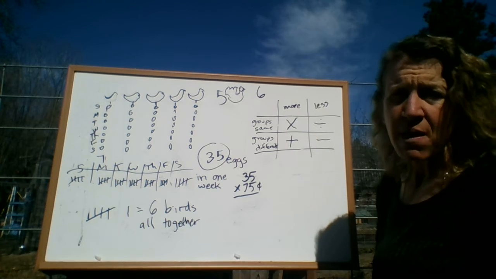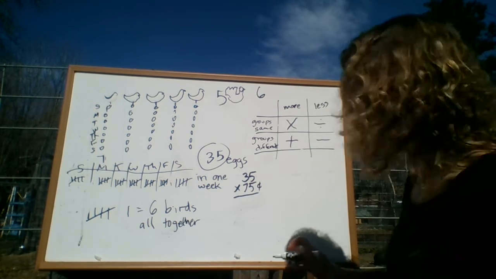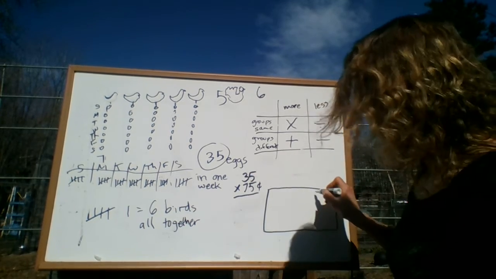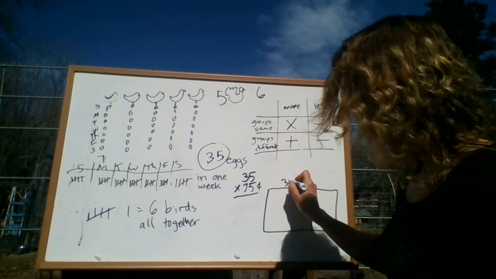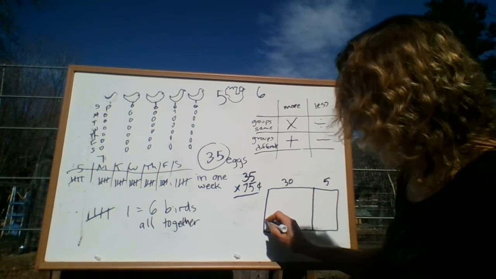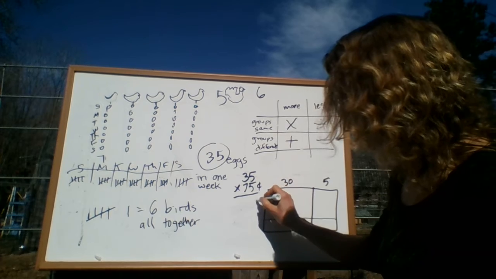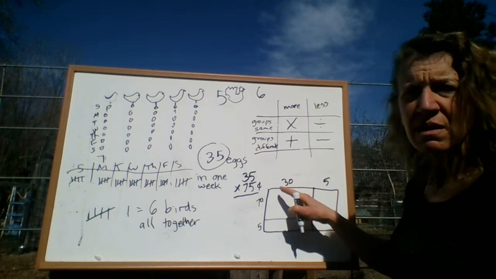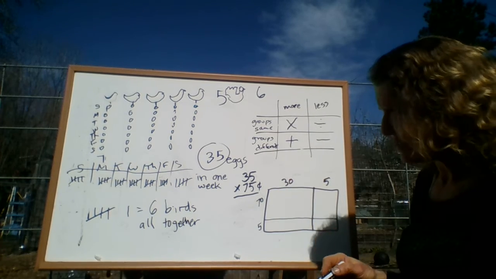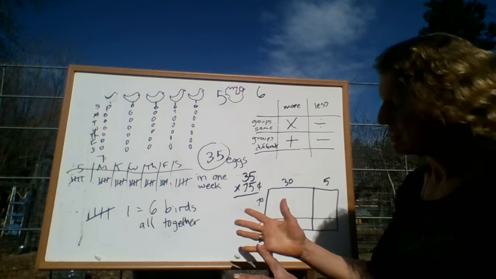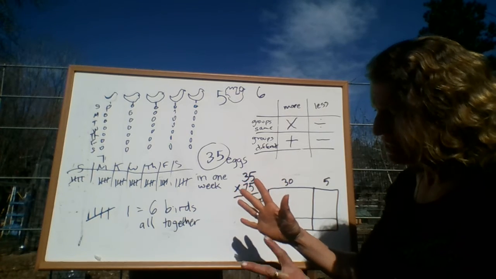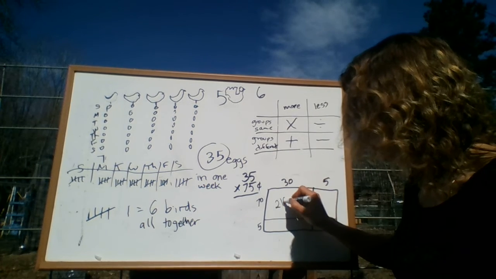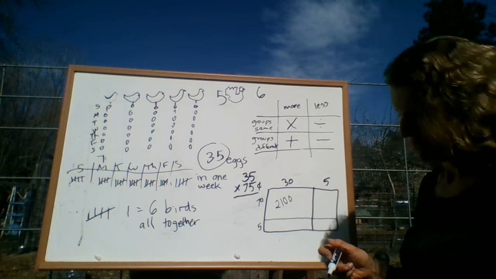Now, I can choose how I'm going to do this. Today, I'm going to do this using the area model. I'm going to break 35 up into 30 and 5, and I'm going to break 75 up into 70 and 5. 70 times 30. Well, I can do 7 times 3 and then add the zeros. I'm going to count by 3s 7 times. 3, 6, 9, 12, 15, 18, 21, plus 2 zeros at the end, 2100.